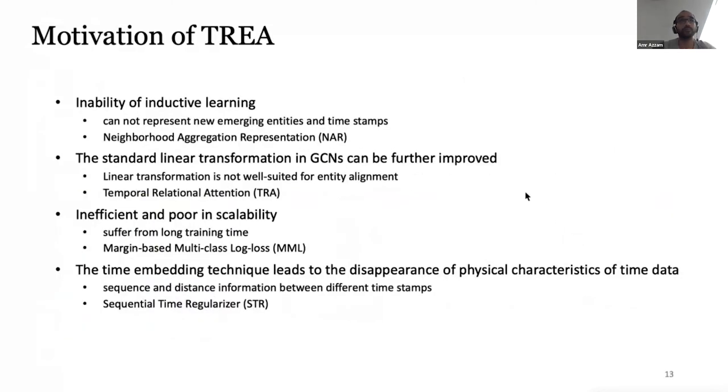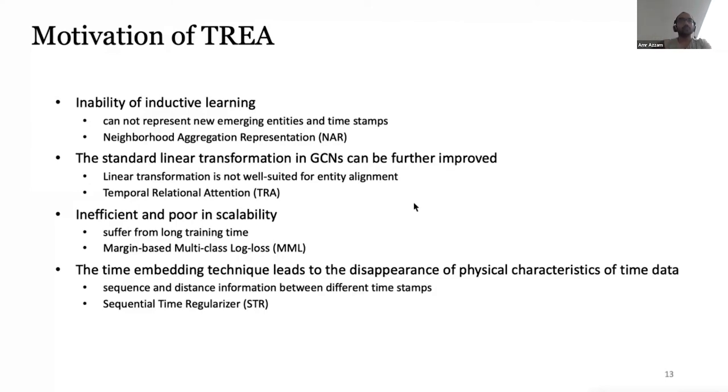However, the existing entity alignment models, including TGNN, are unable to perform inductive learning. That is to say, they cannot represent new emerging entities and time steps. And the standard linear transformation in GCNs can be further improved for entity alignment. It is also essential to improve the training efficiency of entity alignment models by using new loss functions. At the time, the embedding technique might lead to the disappearance of physical characteristics of time data.